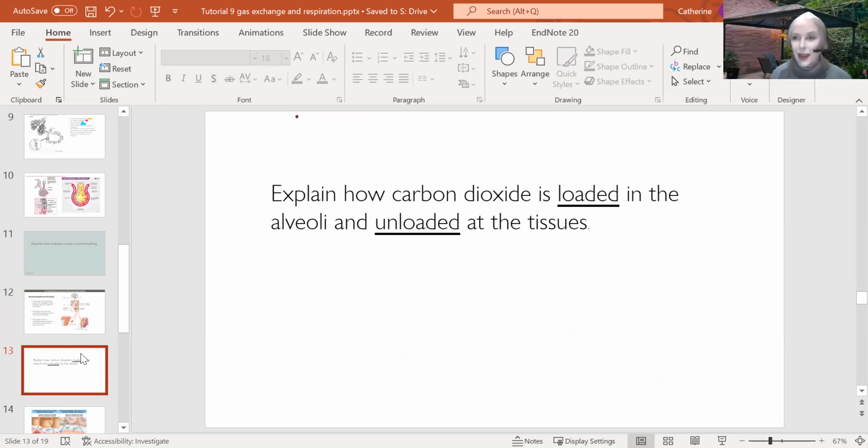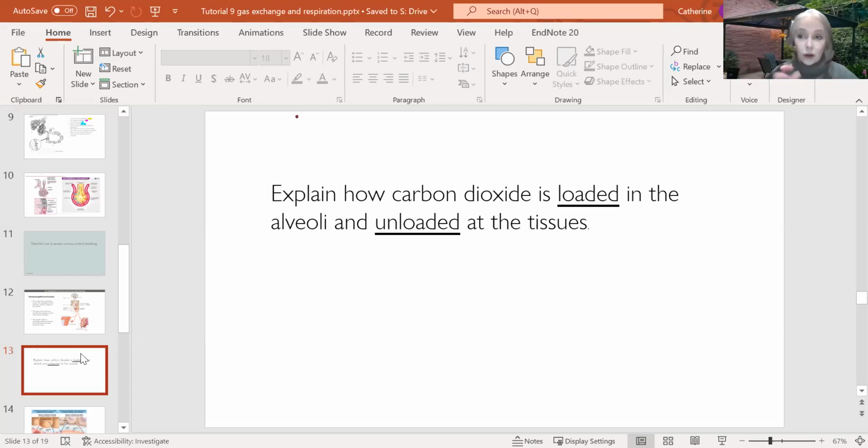Okay, this is an explain. So this is one where we've got to tell stories and get ourselves all excited about gas exchange, partial pressure of gases, how carbon dioxide is loaded in the alveoli and how it is unloaded at the tissues. So my question to start with, not just throw the big question at you, is where would you start with this? What do we need to talk about?